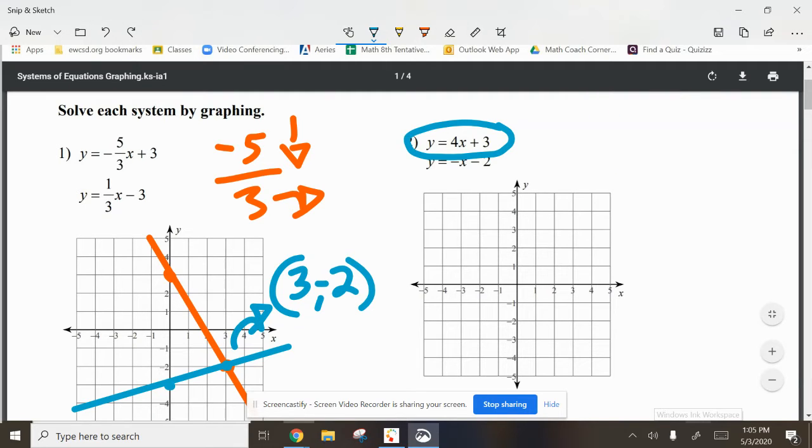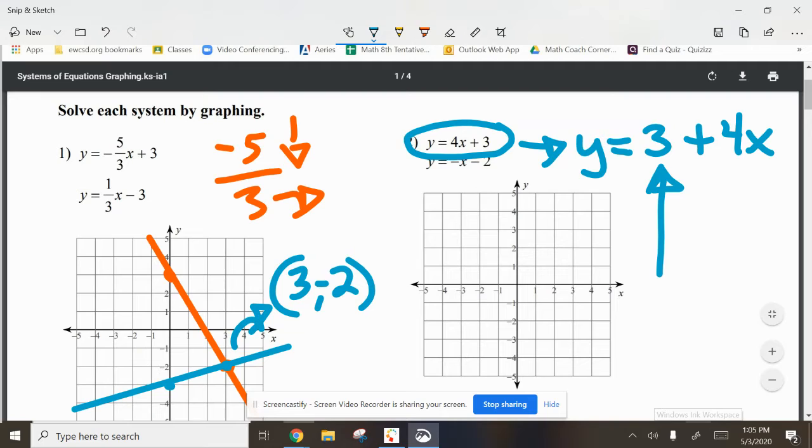It says y equals 4x plus 3. Sometimes it might even look like this: y equals 3 plus 4x. And we're not going to let that mess with us. We still know that's our y-intercept, and we know this is our slope. It's 4 over 1 is actually the slope, okay?